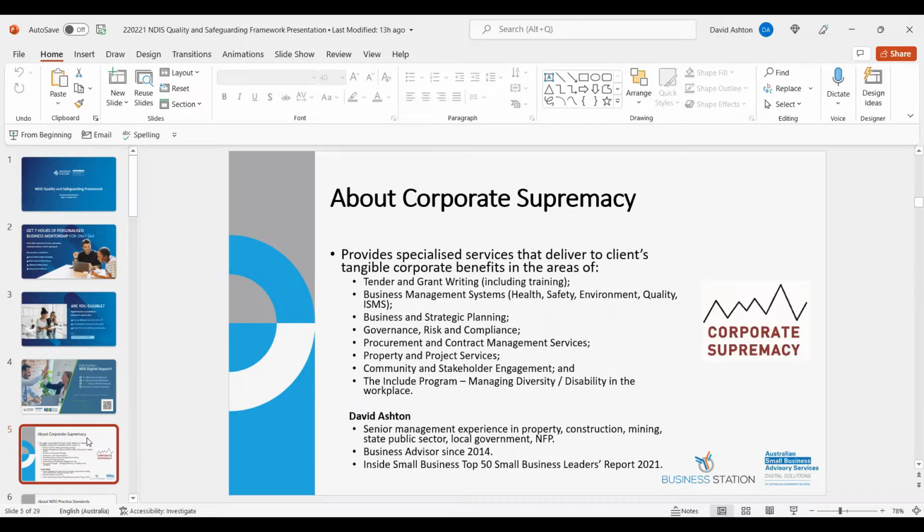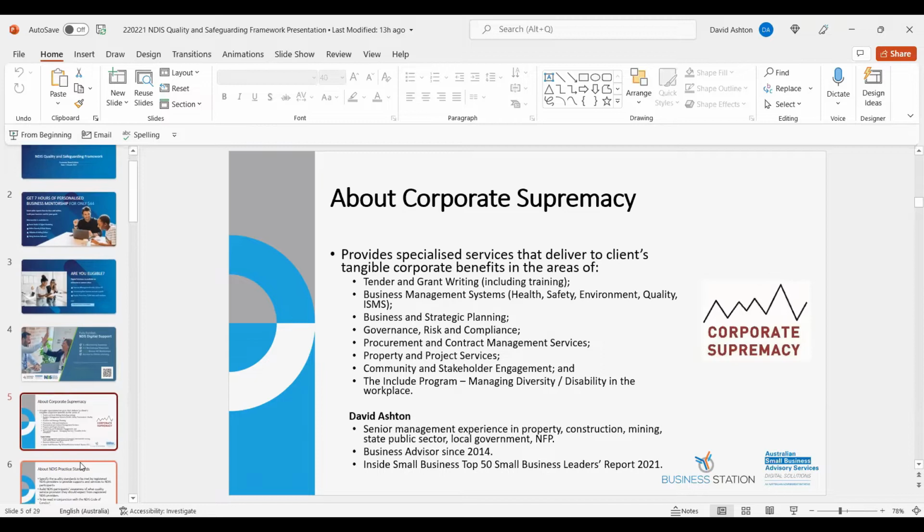I've written disability access and inclusion plans and worked in small business to look at preparing accessibility guides to help small business become more accessible to people with disability. So I bring a business management perspective to this program, and that's what we're going to be talking about today. And I've been a Business Station advisor in Perth in Western Australia since 2014. I was one of their first external advisors that they engaged.